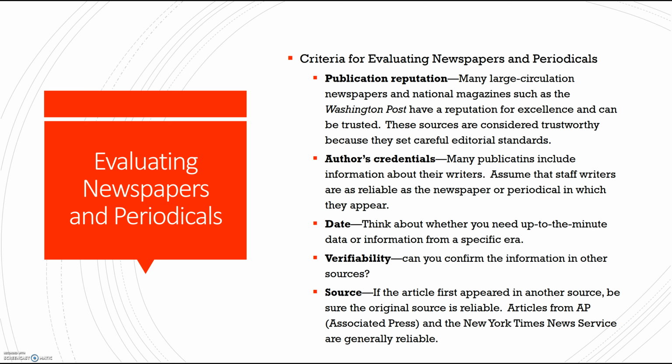All right, source. If the article first appeared in another source, be sure the original source is reliable. Articles from AP or the Associated Press and the New York Times news service are generally reliable. AP, so the way news works, it used to literally be you would get a call on a wire, or an article would come through on a wire, and then one newspaper was actually publishing it, and then all the other newspapers could borrow that article and publish it. So if that article originated in a newspaper that's not as credible, you need to be really leery about accepting it.